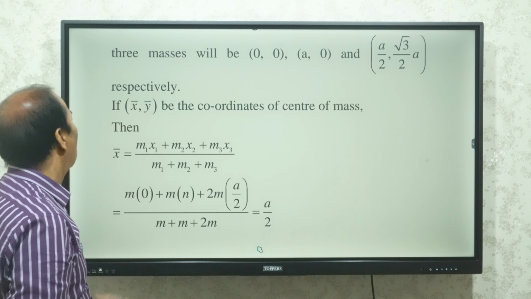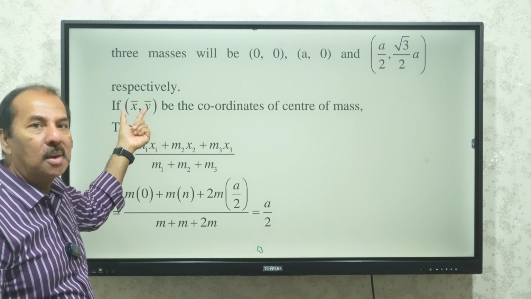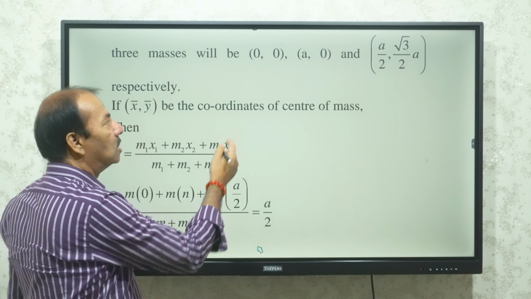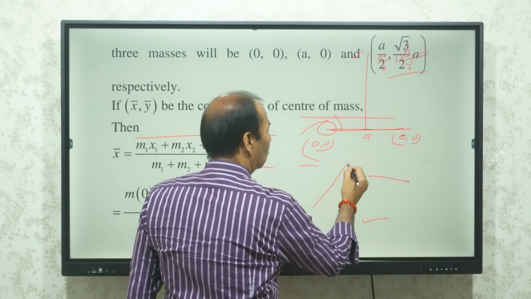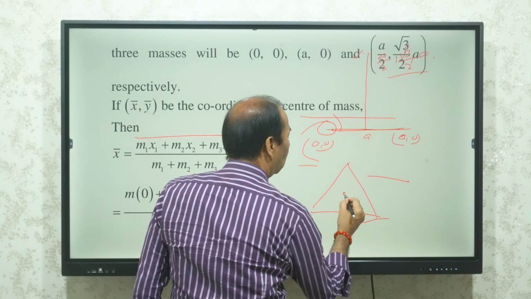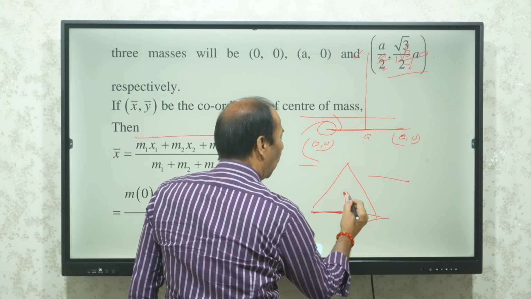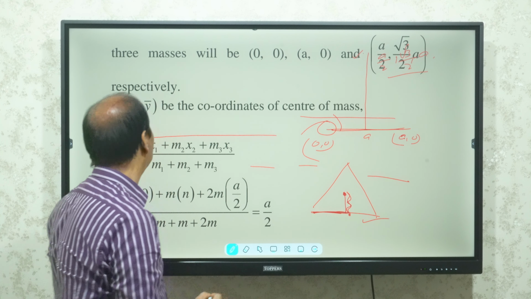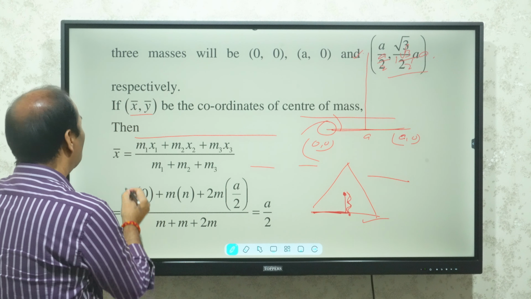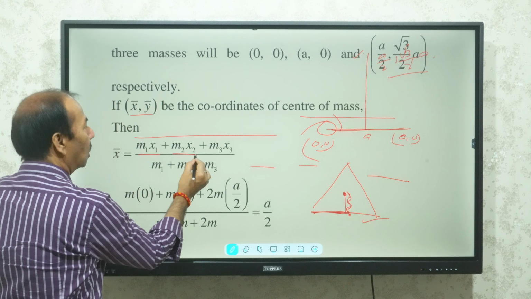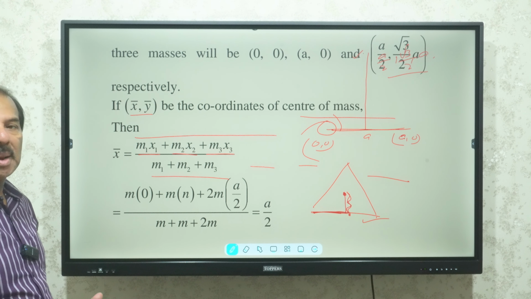So here, x bar, y bar is the coordinate of the center of mass, because here it is two dimensional. Here you have this triangle. If somewhere here is the center of mass, we will have the x coordinate of this as well as the y coordinate of this. That's why we have taken x bar as well as y bar as the coordinates of the center of mass. Then x bar is m1 x1 plus m2 x2 plus m3 x3 upon the sum of these masses. Similarly, we can calculate y bar.